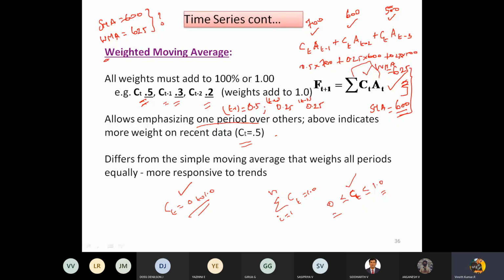But I'll compare with the simple moving average method. The weighted moving average method is the best one to predict the forecast value.